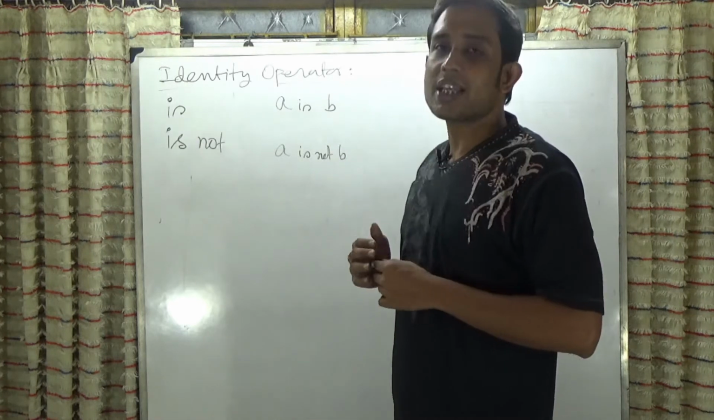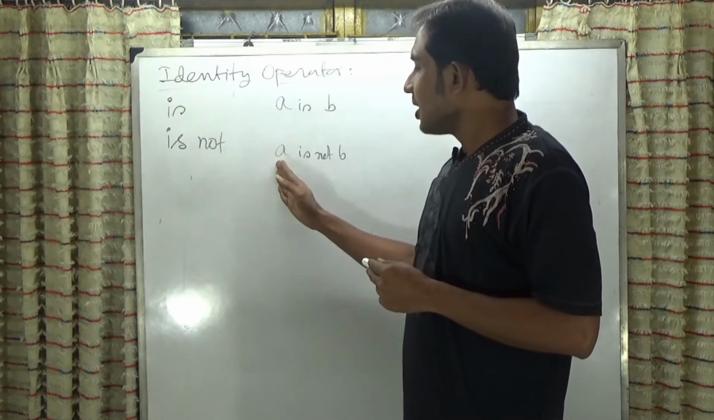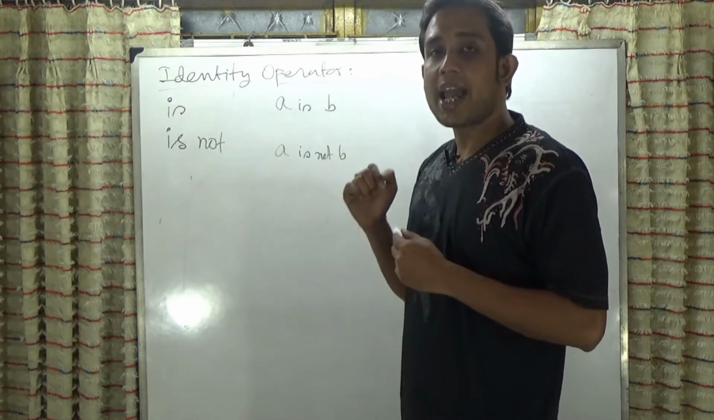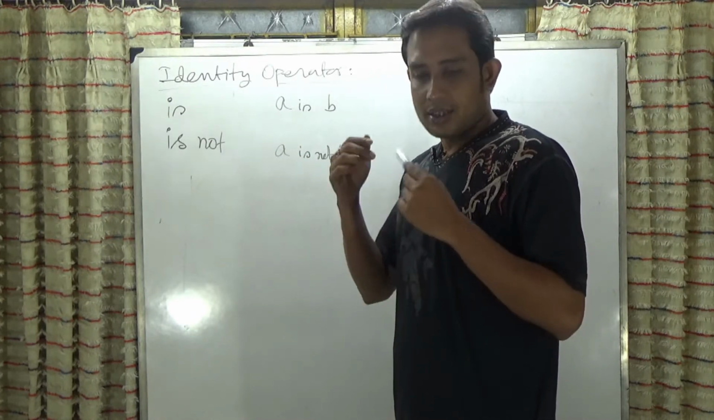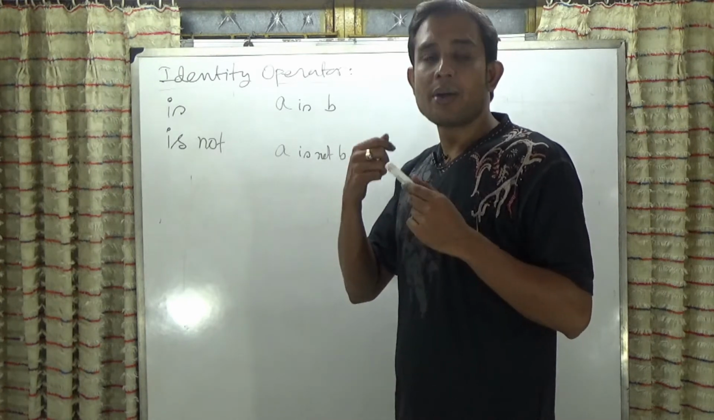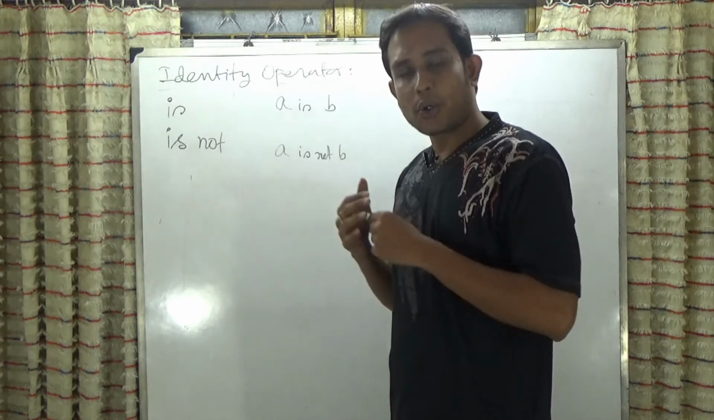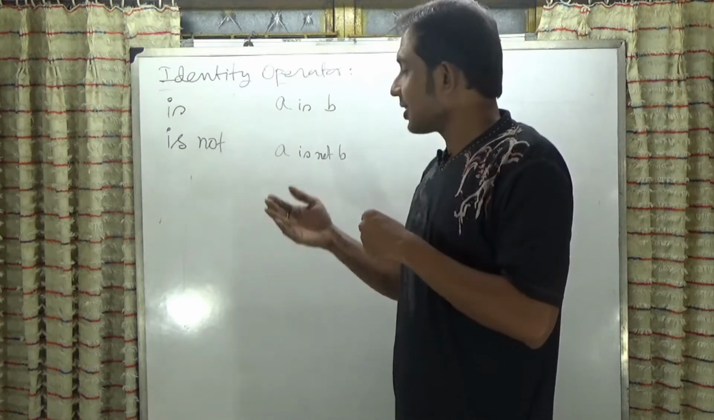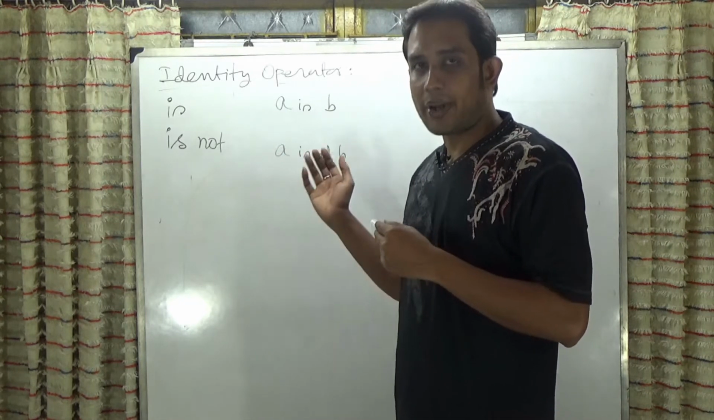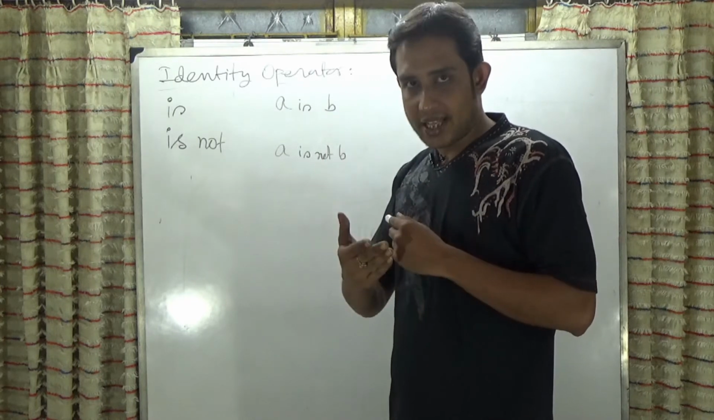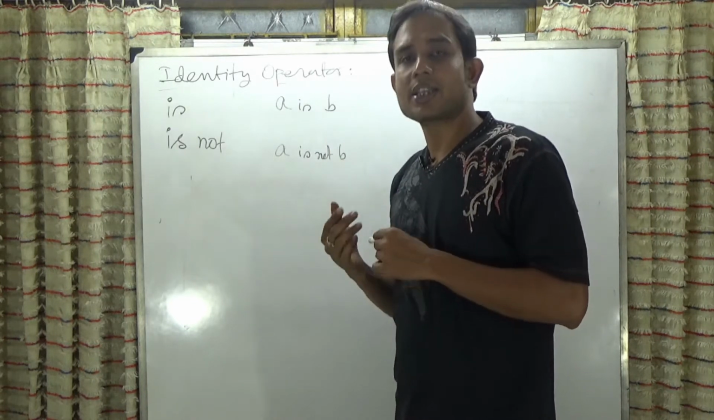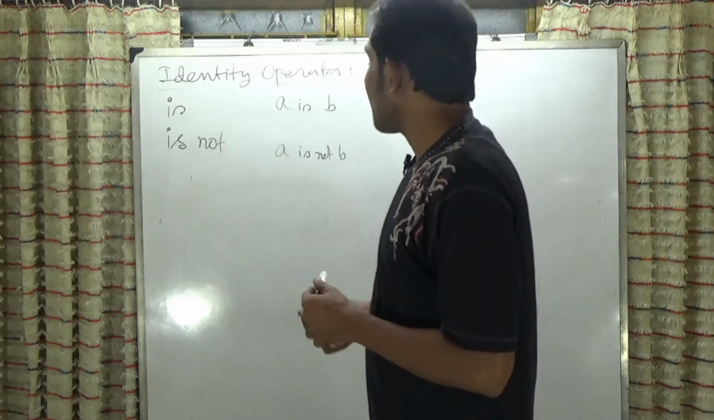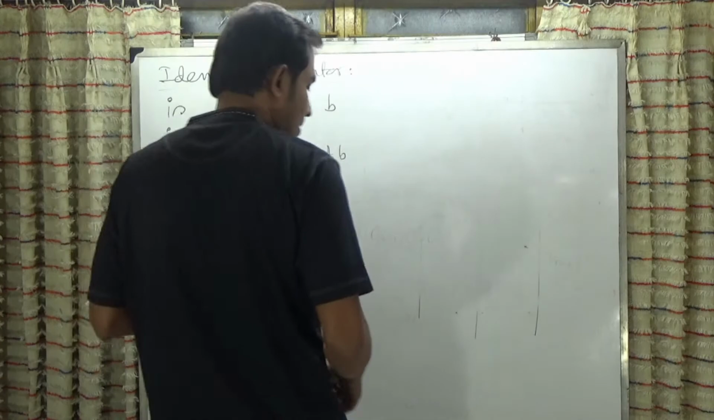But in the case of the is not operator, if the values held by these two operands A and B reflect different memory locations or addresses, then it returns true. But if the A and B operands reference the same memory location or address, then it returns false. So I am going to take an example.